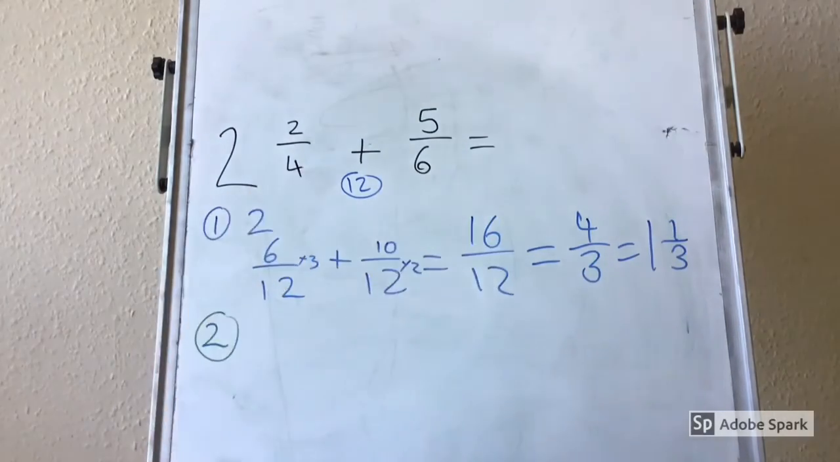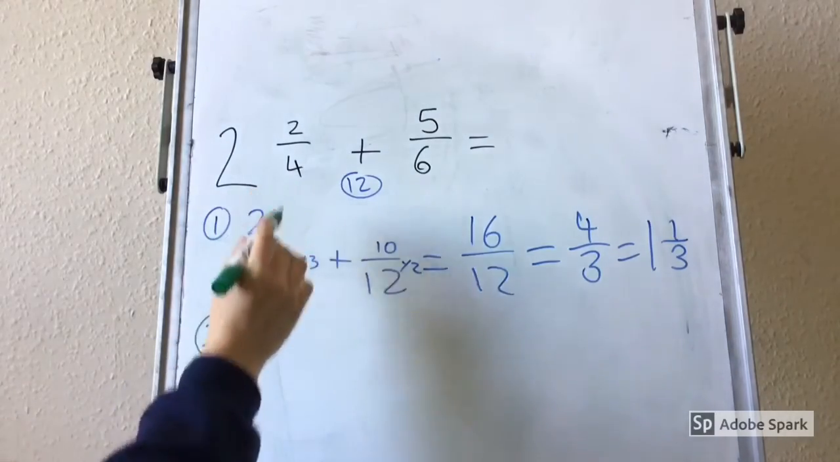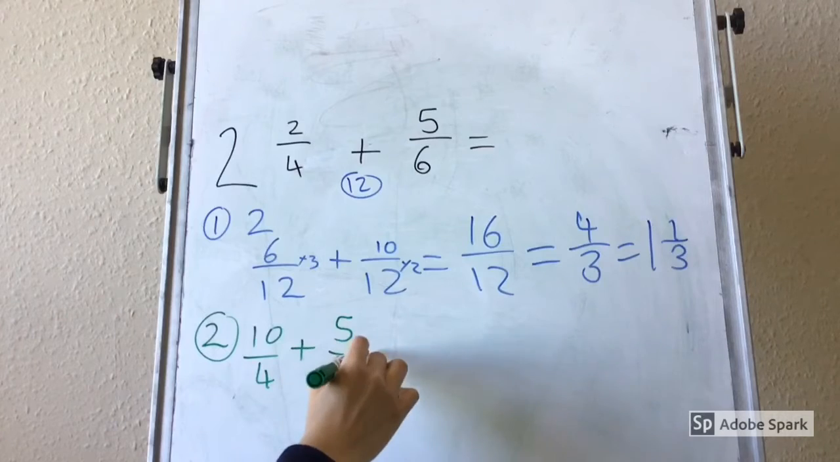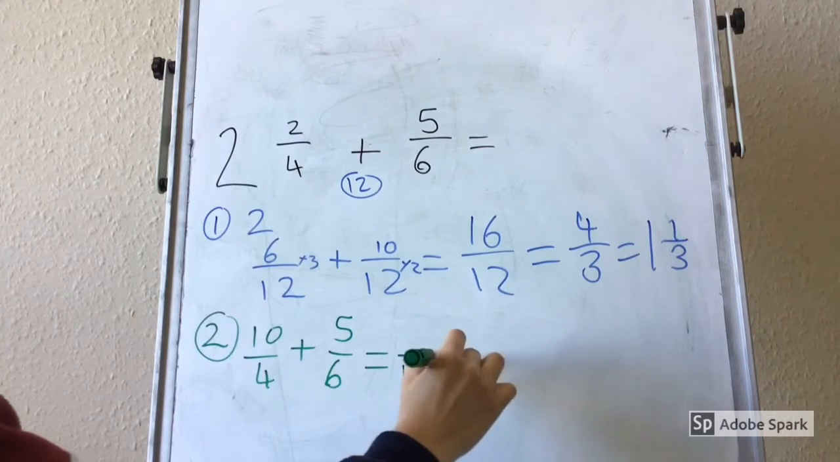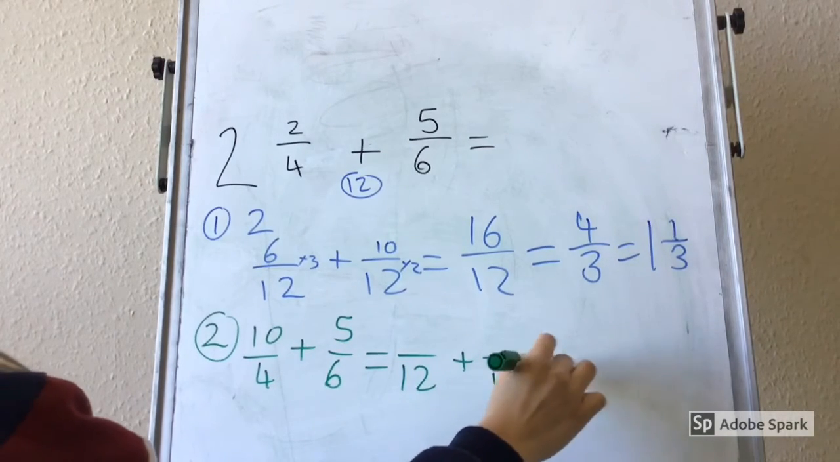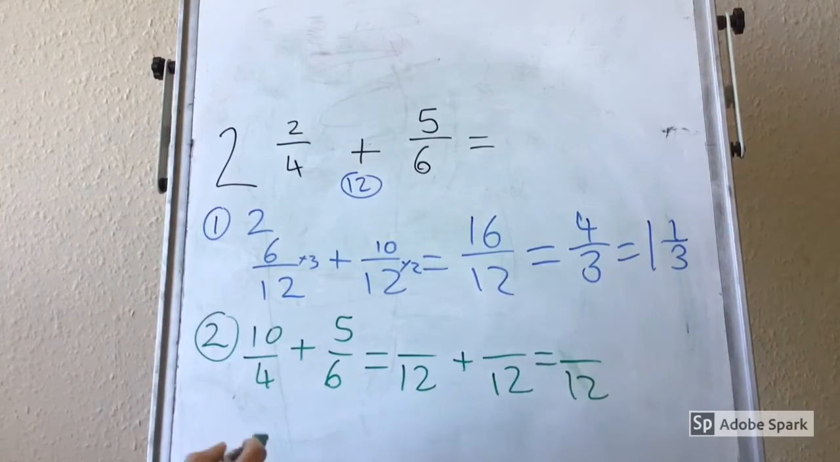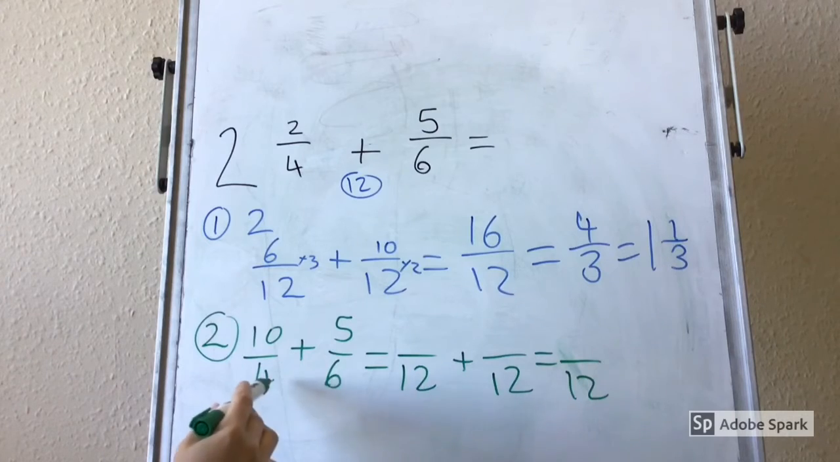So for method 2 I can turn this into an improper fraction, so 2 lots of 4 plus 2 is 10, so I've got 10 quarters plus 5 sixths. And again I'm going to use 12 as my common denominator because it's the lowest common multiple between 4 and 6. In method 1 altogether we got 3 and 1/3, so hopefully we get the same answer for method 2.